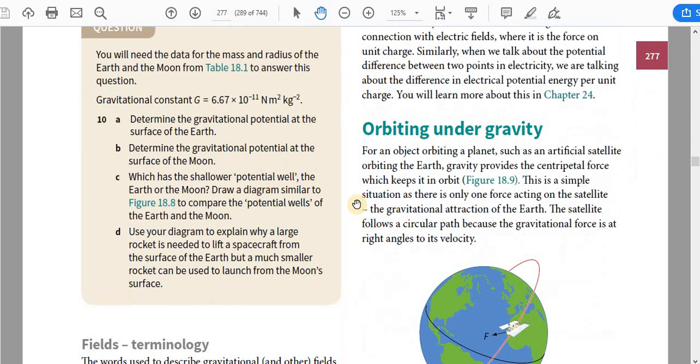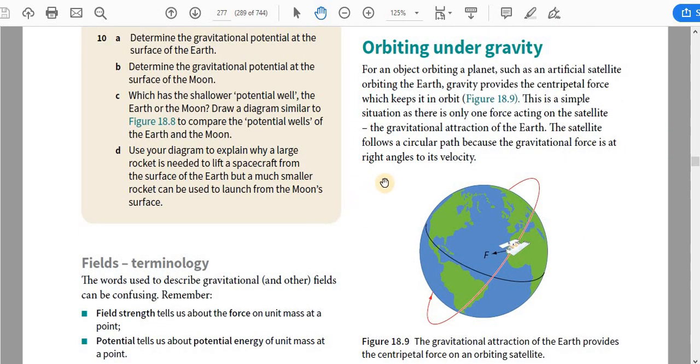Okay, then the last bit, orbiting under gravity. For an object orbiting a planet, such as an artificial satellite: an artificial satellite is a man-made satellite, like the Hubble Space Telescope. A natural satellite is a natural one, like the moon. The moon orbits the earth, so it's a satellite, but it is a natural satellite.